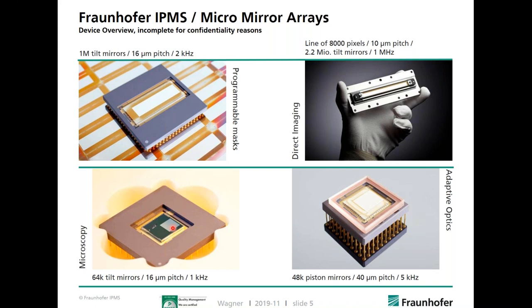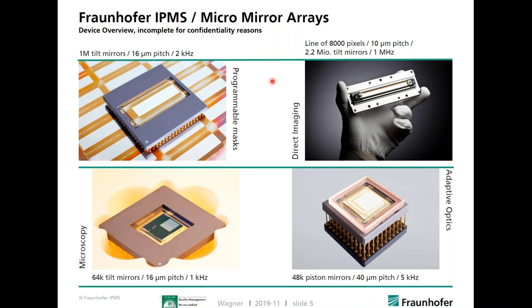I want to mention already early that we are trying to be as modular as possible. You will later on also see again this photograph of this device, but with piston mirrors on top. So modularity means we can take the same CMOS backplane and apply different mirrors, different mirror functionalities on top. On the upper right, you see what we call a line device. There are 8,000 logical pixels in this long direction.